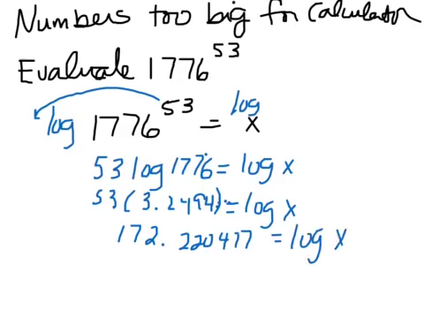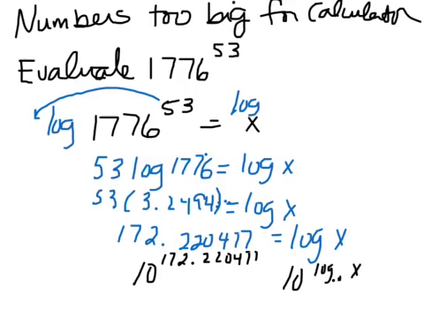Now, I don't want to know what log x is. I want to know what x is. So what can I do? What's the inverse of logging something? Log base 10, which is what I have here, its inverse would be to take both of these numbers and let them be exponents of 10. I'm going to put the 10 there just so that you can see that it is log base 10. These two things are inverse operations. They undo each other. So now I have x equal to 10 to the 172.220477.